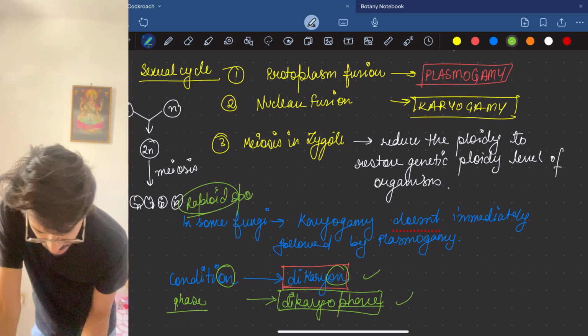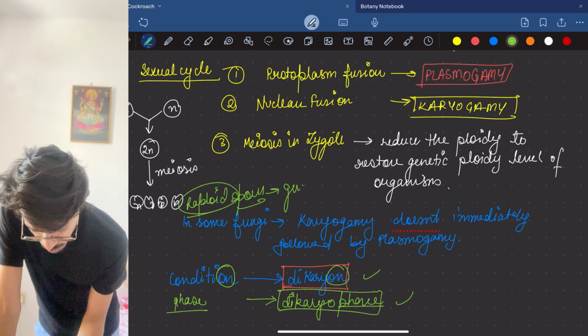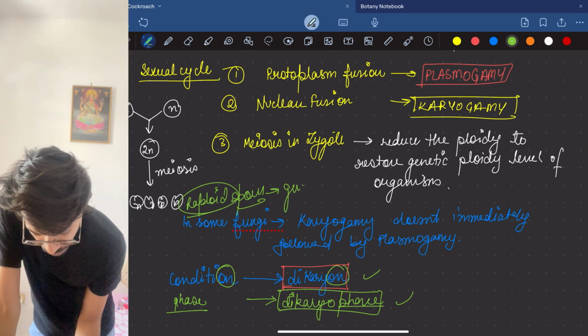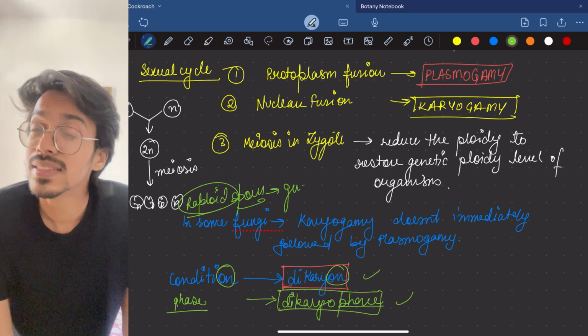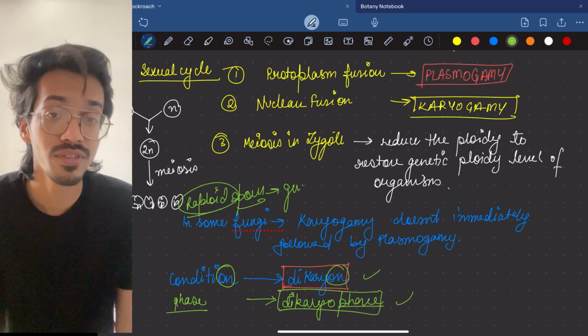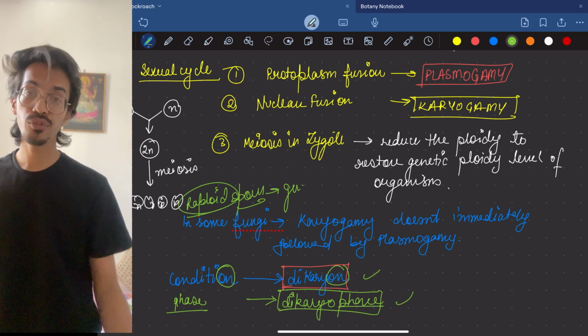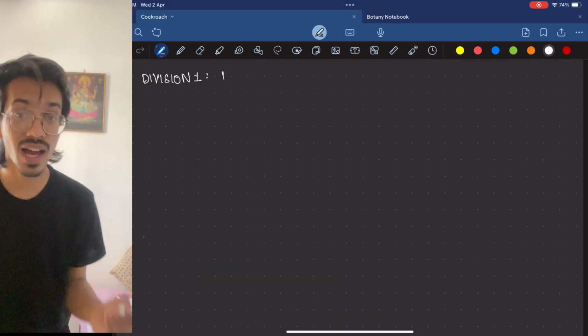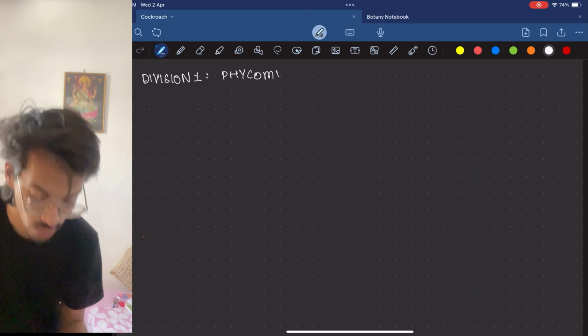Okay. So remember this, these are haploid spores, or the haploid things that are being formed, which will germinate and form the body. This is the basic thing. So now we're going to see the different divisions of the kingdom fungi. There are 4 divisions given in NCERT, starting with the very first one, that is phycomycetes.